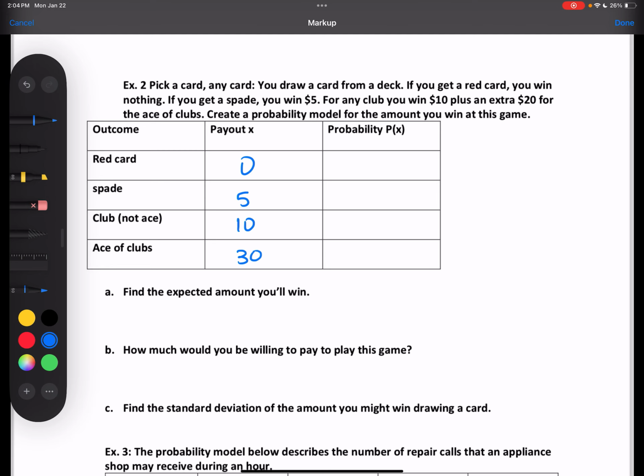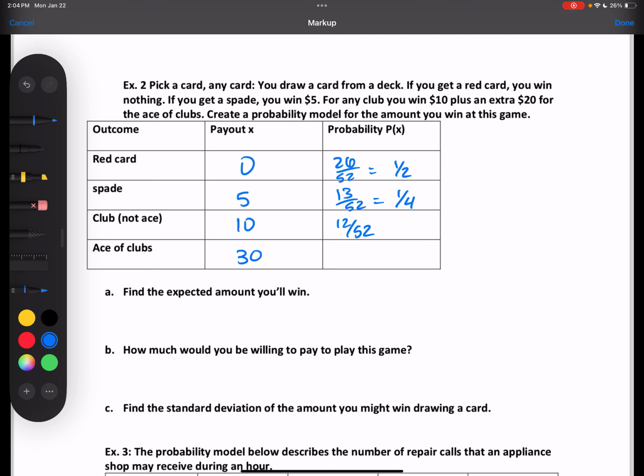What is the probability of a red card? 26 out of 52, also known as half. Spade, 13 out of 52, also a quarter. Club, not an ace, 10 out of, wait, 12 out of 52. Sorry, I was looking at the numbers. Ace of clubs.